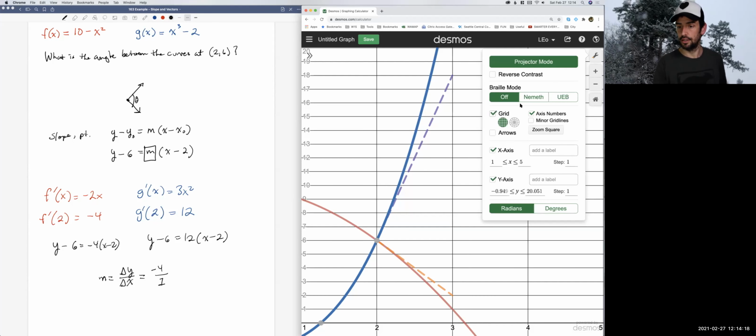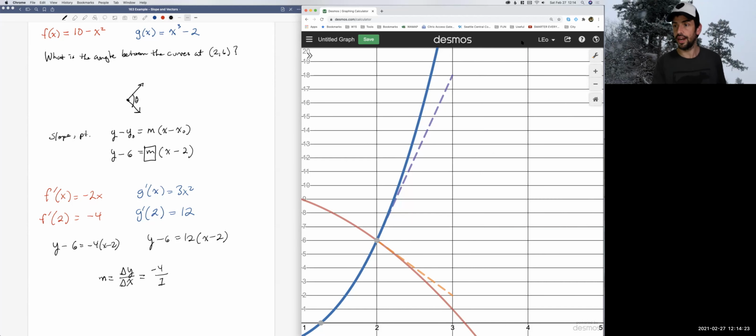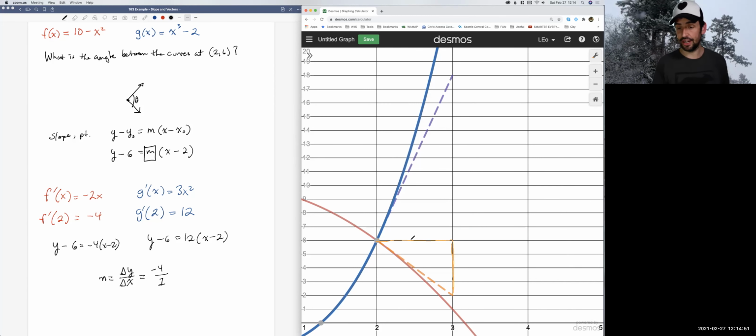Where's my grid? Okay. These are grids by 1. You can notice that as we change x by 1, let's make this thicker. I don't know how to make it thicker anymore. I used to know that. Anyways, if we change x by 1, move over 1, we're going down by 4. Well, as a vector, that is a vector that goes over 1, down 4.